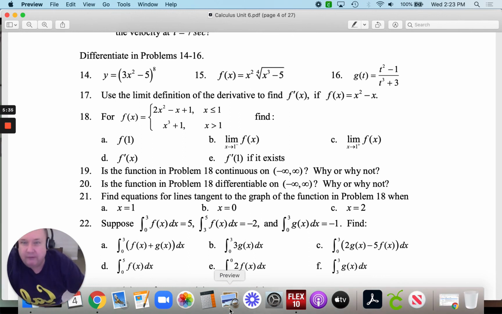Oh, take the derivative of f at x. So the derivative of f at x is just taking the derivative of each piece. So the top would be 4x, subtract 1. The bottom piece would be 3x squared. And then the question is, does the derivative exist at 1? And so if I plug in positive 1, the derivative, top does equal bottom. The derivative does exist.